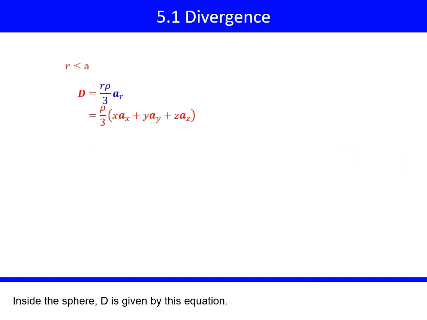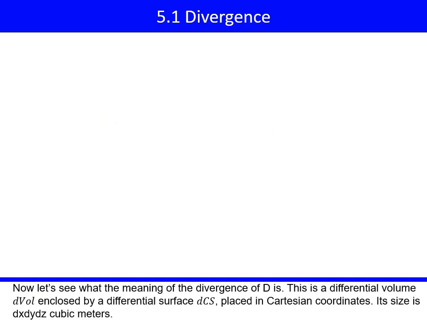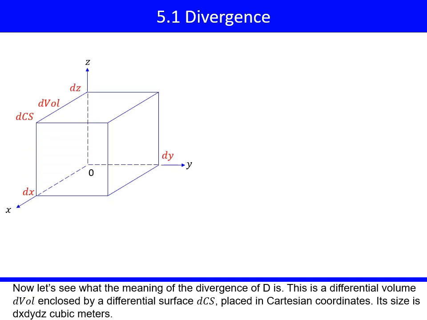Inside the sphere, D is given by this equation. The divergence of D is obtained as ρ. This result is consistent with the charge distribution inside the sphere. Now let's see what the meaning of the divergence of D is. This is a differential volume dVOL, enclosed by a differential surface dCs, placed in Cartesian coordinates. Its size is dx dy dz cubic meters.